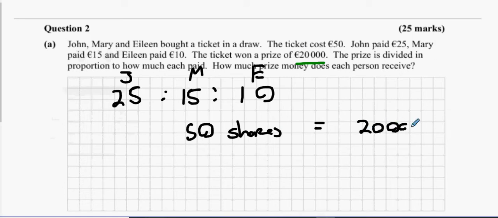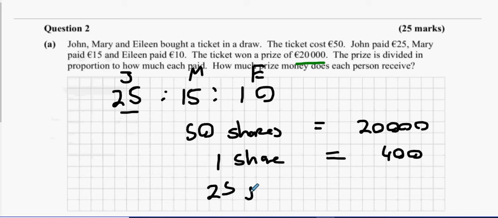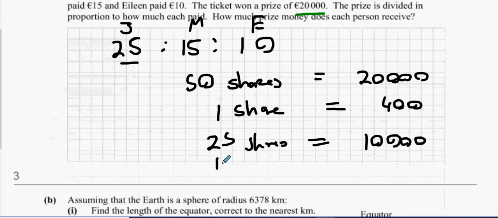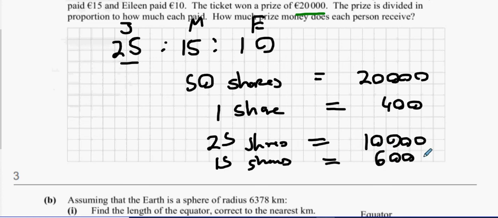How much is one share worth? Divide both sides by 50. One share is worth 400. So if one share is worth 400, how much is 25 shares worth? 10,000, yeah. How much is 15 shares worth? 6,000, yeah. And 10 shares? What do you reckon, 10 shares? 4,000. How many people got that?